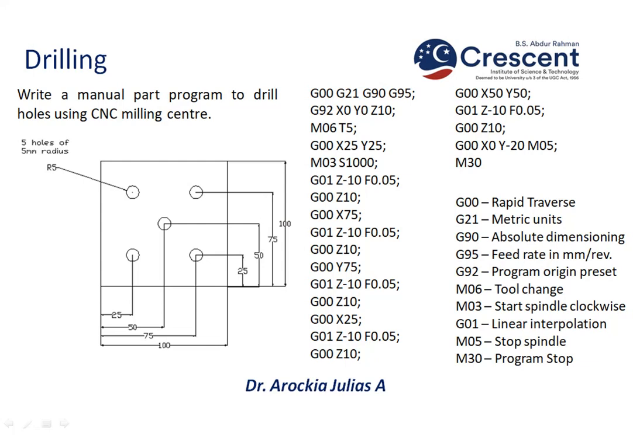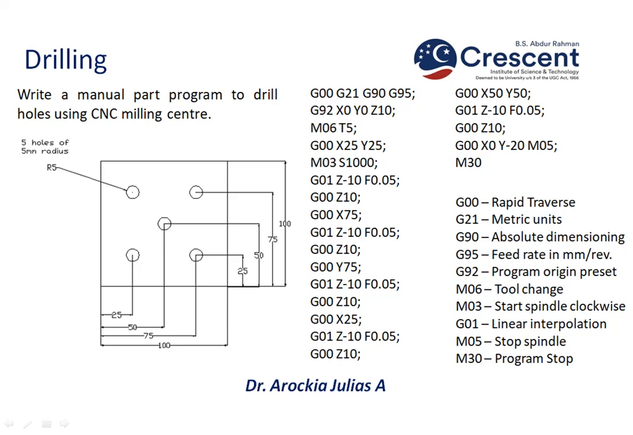So here it is a square specimen with 100 cross 100 units. The thickness is not given, which means you can assume our own thickness. So let us take it can be a 5 mm plate or a 10 mm plate where we have to make through holes. So 5 holes of 5 mm radius. So the radius of each hole is given, 5 mm radius, which means we have to use a 5 mm radius drill bit.